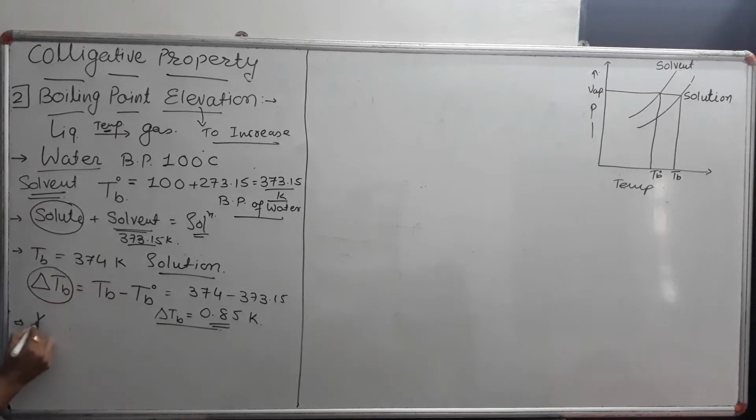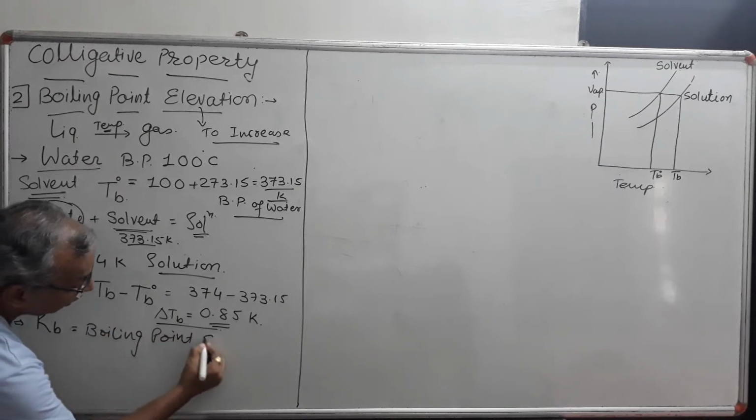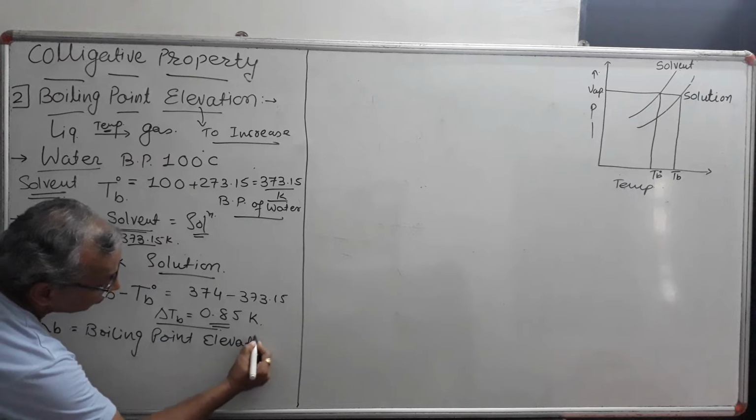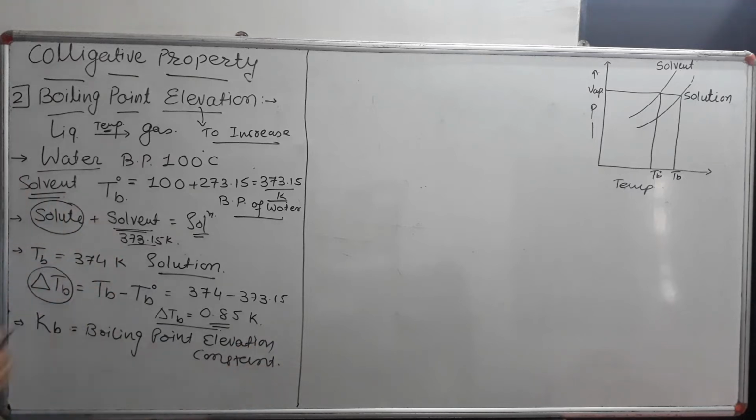One more thing you have to remember here, that is Kb. That is actually the boiling point elevation constant. Now how is this constant calculated?